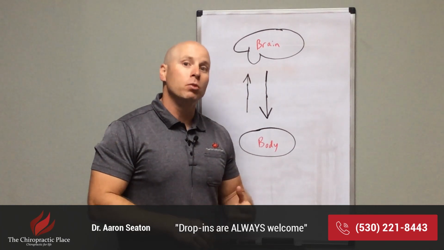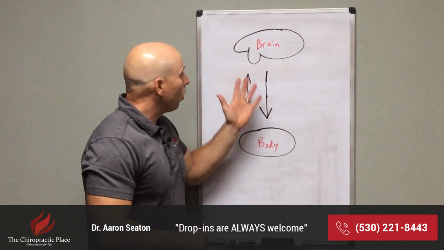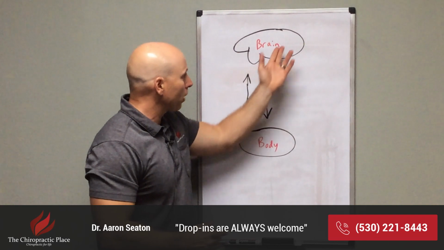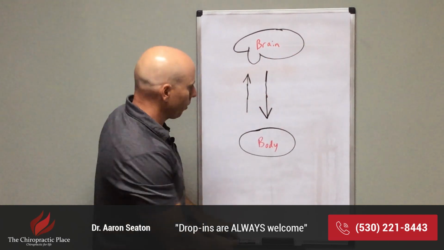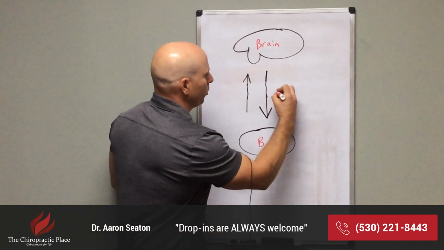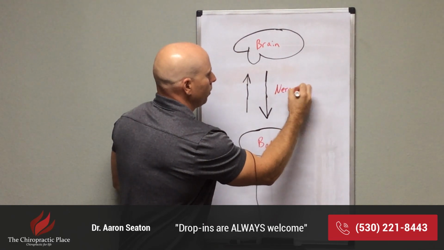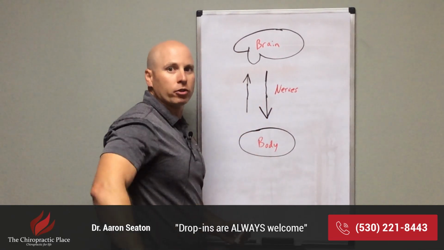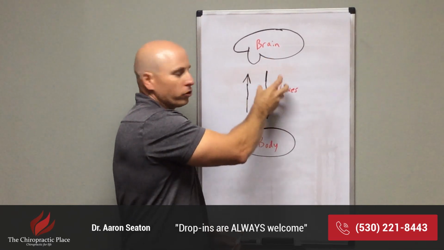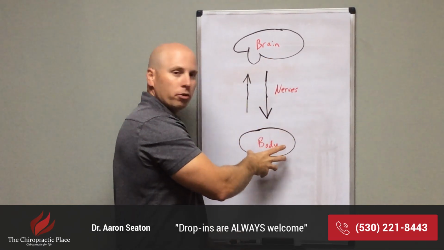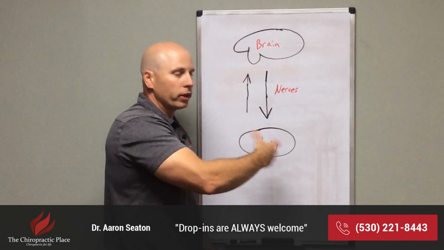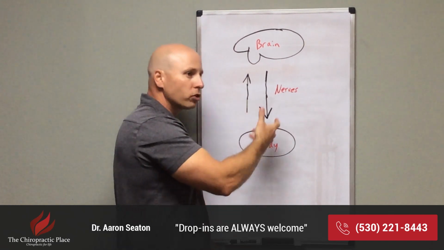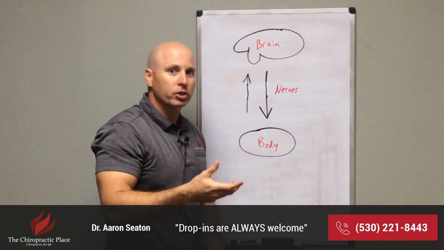chiropractic care moving forward. So what we have here is a representation of the brain, and this right here would be our nerve system. So we'll just put nerves right here. And what happens in the body, we have two ways of communication. The brain obviously sends control signals through the nerve system to the body, and this could be any organ, tissue, or cell, because the nerve system regulates 100% of what we do.